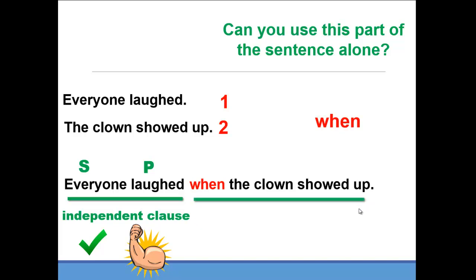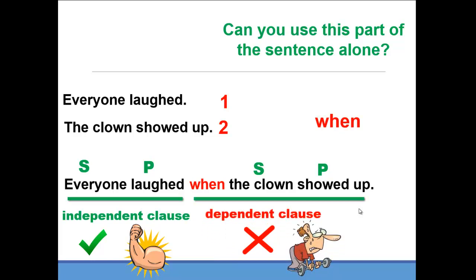Let's check the other part. When the clown showed up. The clown is the subject. Showed up is the predicate. Can this part of the sentence be used alone? When the clown showed up. What happened when the clown showed up? I don't know. So this part of the sentence cannot be used alone. So it is called a dependent clause. Why? Because it depends on the other part of the sentence.